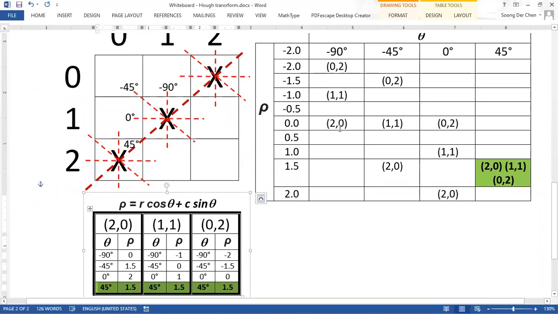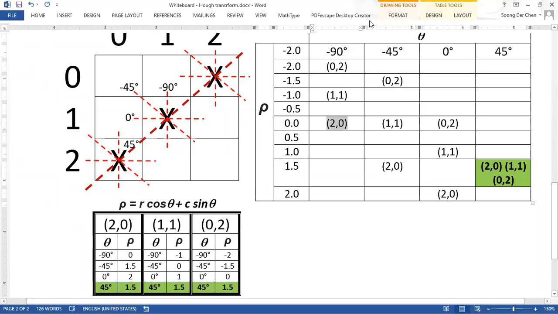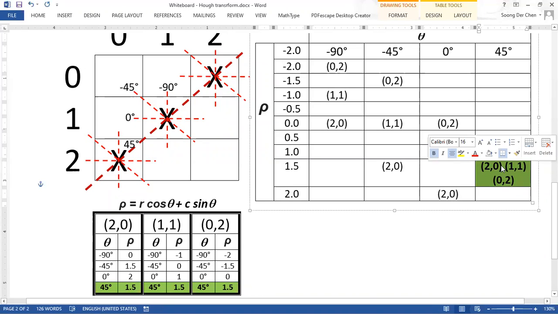All right, pass through 2, 0. And then we have negative 45, 1.5. Okay, pass through 2.0. And then we have 0 degree, 2, pass through 2.0. And 45, 1.5, pass through 2.0. And then we do the same for 1, 1. So negative 90, 0. And then negative 45 degrees, 0. Negative 45 degrees, 0, pass through 0.11.